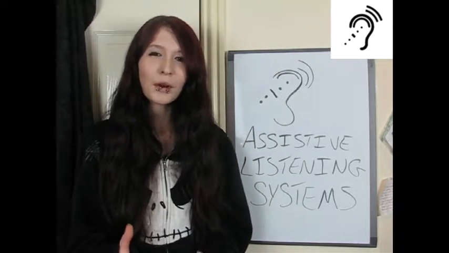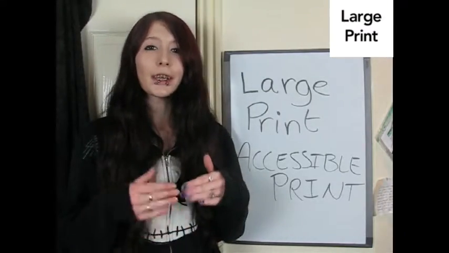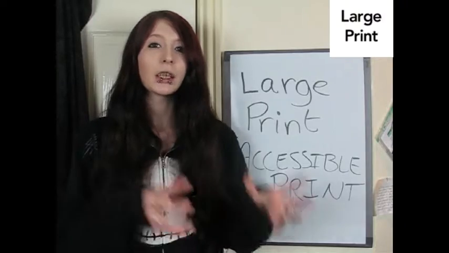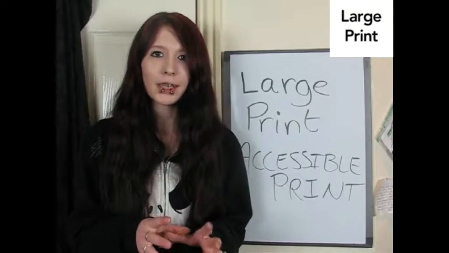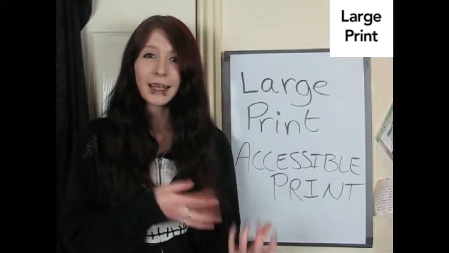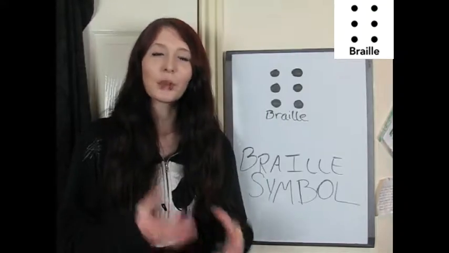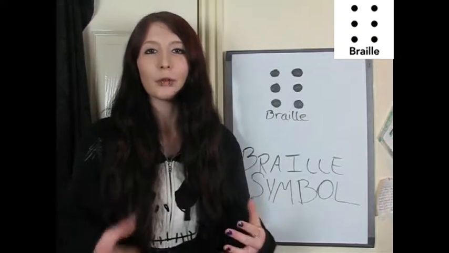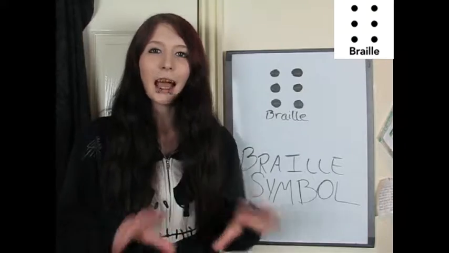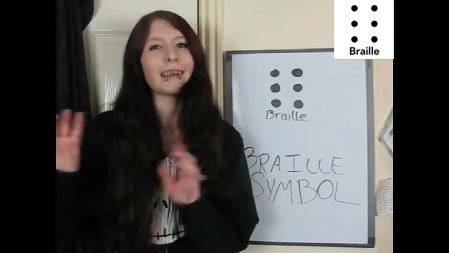The next one we're going to go over is this, which means accessible print, which means there are available documents in larger text for those who have difficulty seeing smaller text. And quite often, next to this one, you will also see this. And this is the Braille symbol, which of course if you see this, it means that there are documents available in Braille. For those of you who don't know, that is a tactile way of reading, which again, we will go over in a later video.